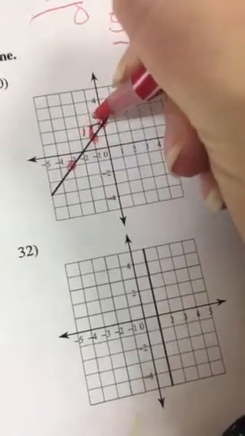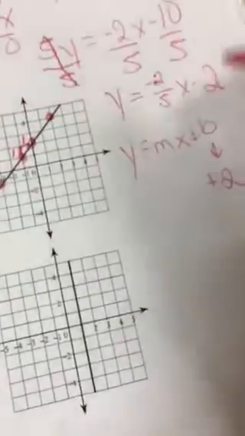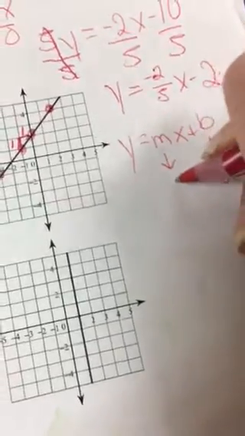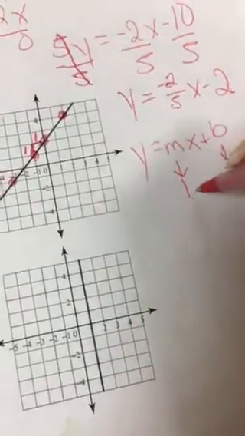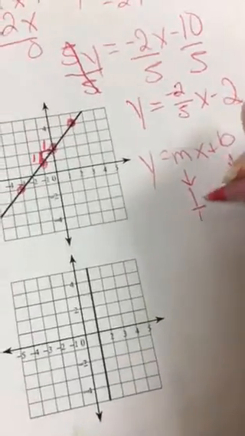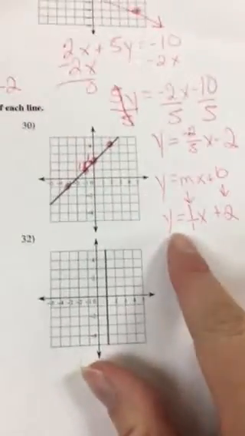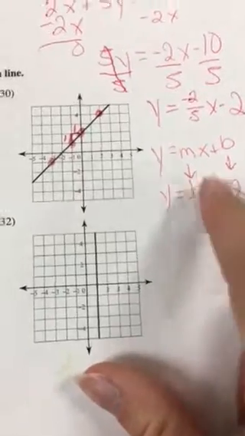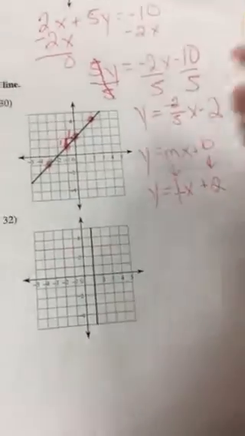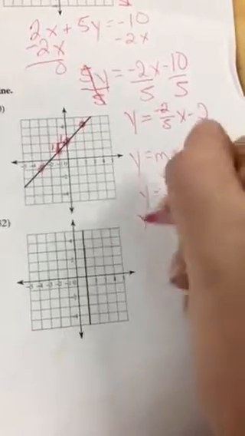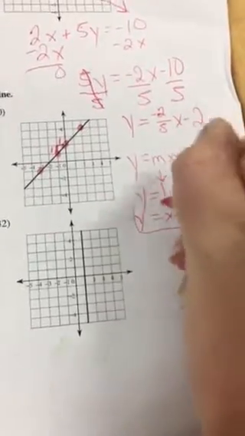So I'm going up 1 and over 1. So my slope is equal to 1 over 1, which is just the same as 1, and it's positive, so I don't have to worry about that. So 1 over 1 x equals y. Okay, so I know that 1 divided by 1 is 1, and 1x is just the same as x. So y equals x plus 2 is the equation of this line.